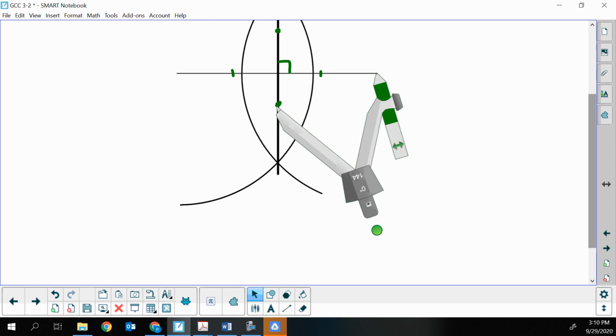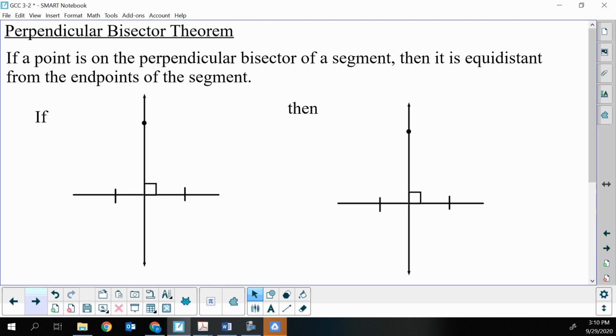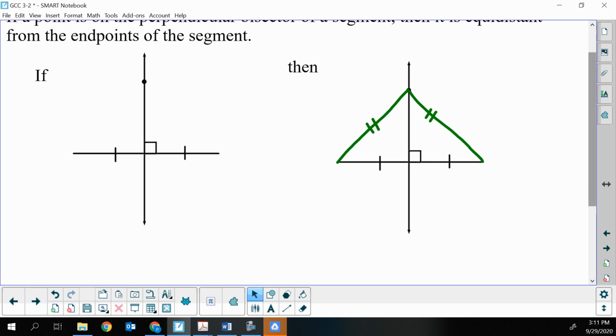So the thing we want to notice there is if you are at any point on the perpendicular bisector, you are equidistant from the endpoints of the segment. And if we go to the next page, we'll define that. So this is our perpendicular bisector theorem. If a point is on the perpendicular bisector of a segment, then it is equidistant from the endpoints of that segment. So if it's on the perpendicular bisector, if we connect that to the endpoints of the segment, those would be congruent.